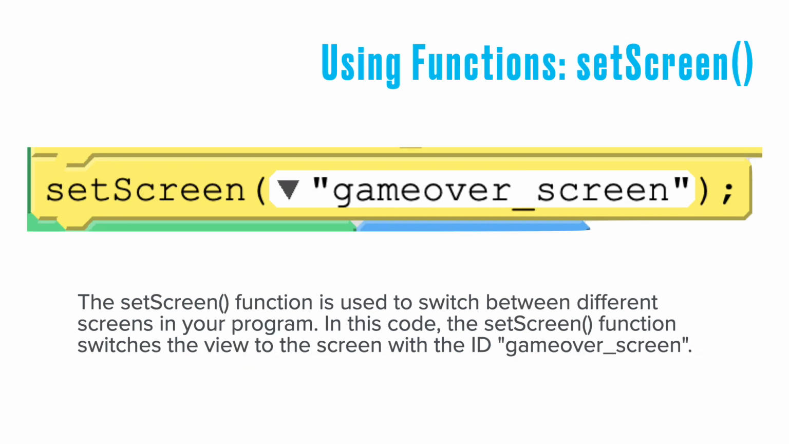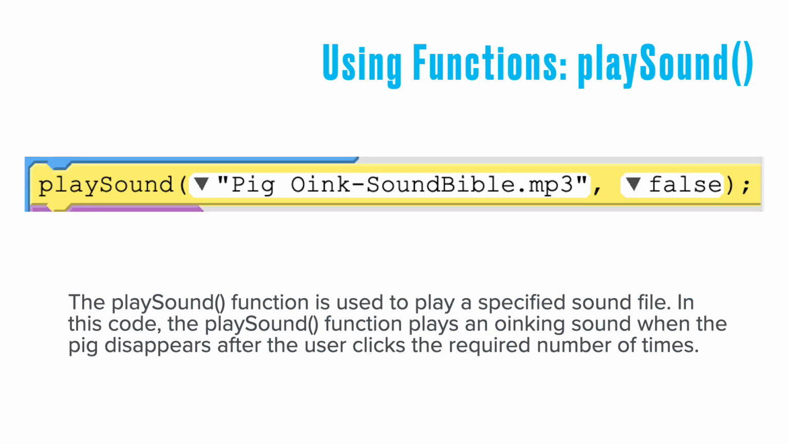The setScreen function allows the user to switch between different screens in the program. In our pig game, it's used to switch between the view of the game to the game over screen. The playSound function, the one that most people are having a lot of fun with, is a specified sound that is played when something happens. You can search for other sounds online, adding this exciting element to our game, and somewhat annoying. In the pig game, it's used to play the oinking sound when the pig disappears after the required number of clicks.